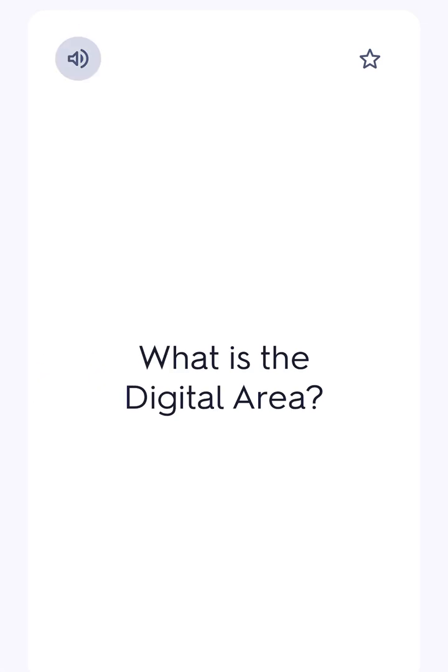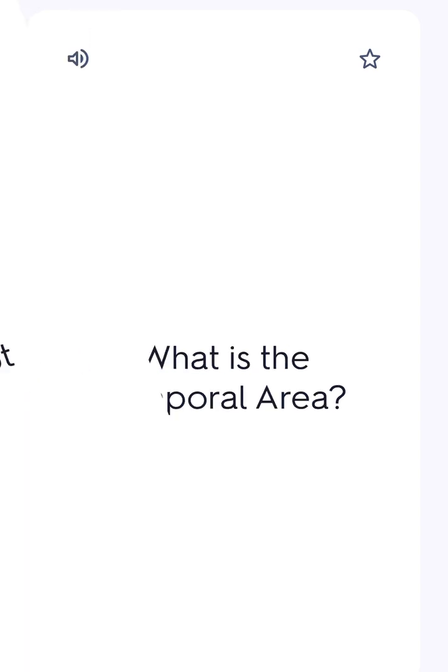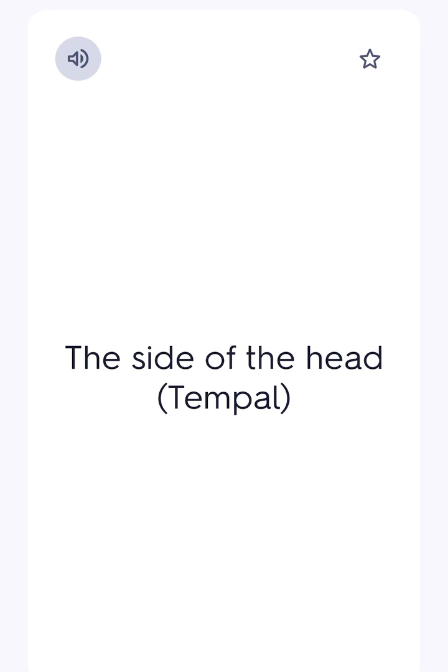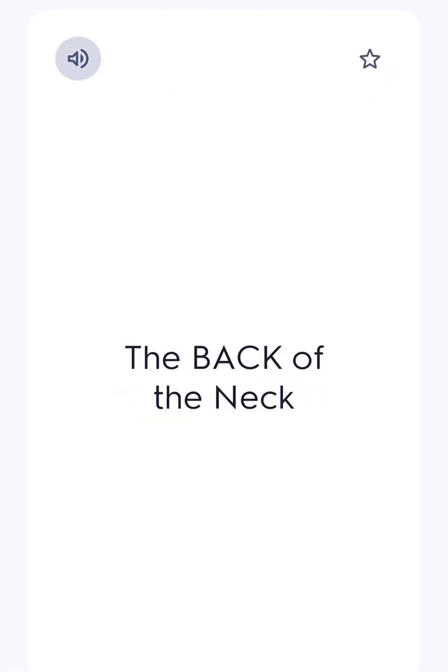What is the digital area? The toes. What is the pedal area? The foot. What is the temporal area? The side of the head. What is the cervical area? The back of the neck.